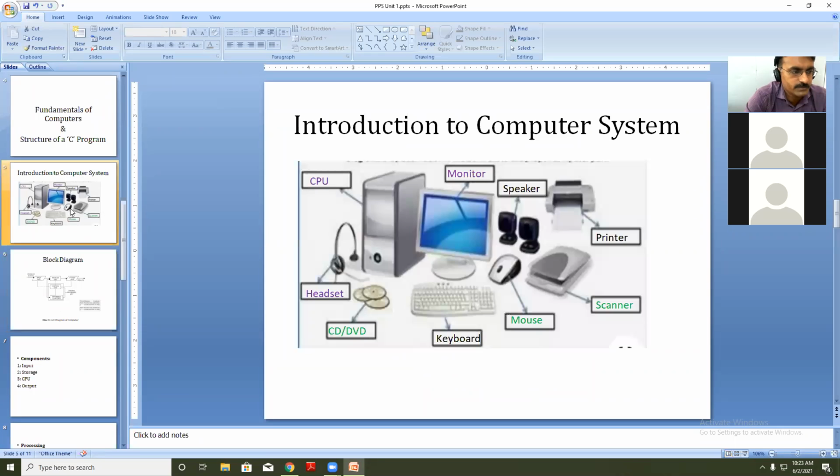I will move back to the previous slide. Out of these, what are the input units? Can you differentiate between the input and the output? I will first take input devices. So what are the input devices? Keyboard, mouse, scanner. Any other remaining? CD, DVD. Okay. Headset, for giving voice instructions.